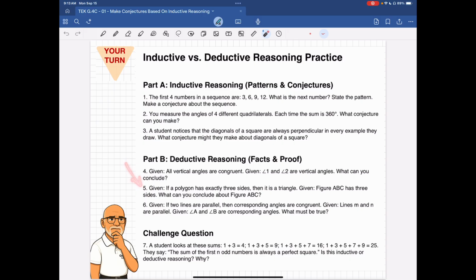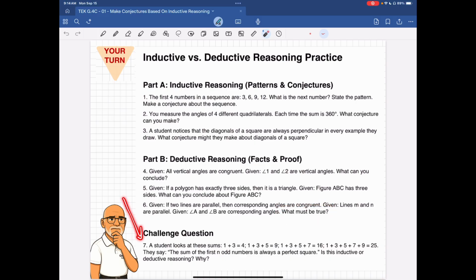Number 5, given a polygon has exactly 3 sides, okay, then it's a triangle. Figure ABC has 3 sides. What can you conclude, or what can you tell us about figure ABC? Number 6, given if two lines are parallel, then corresponding angles are congruent. This is given to you. We know that lines M and N are parallel. We're given that angle A and angle B are corresponding angles. What must be true? Okay.